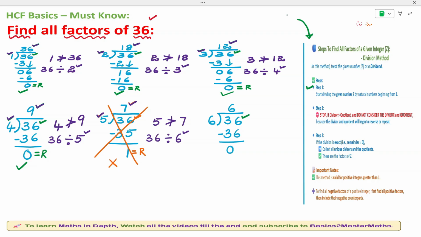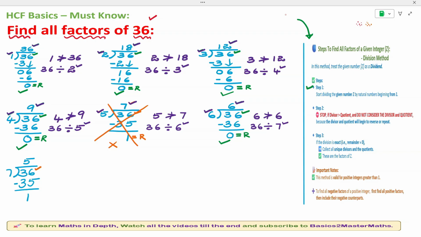When we divide 36 by 6, we get 6 as the quotient and 0 as the remainder. So, this division is exact. In this case, the divisor 6 is not greater than the quotient 6. So, divide 36 by the next natural number 7.